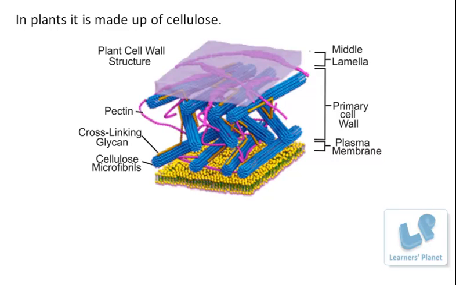So this picture is showing the structure of the cell wall. In plants, as I said, it is made up of cellulose molecules, right? But the chemical composition of the cell wall present in the fungus and the bacteria is quite different from the one which is present in the plants. But of course, function-wise, it has the same role.